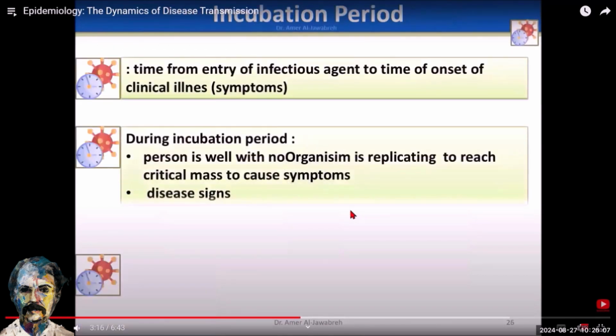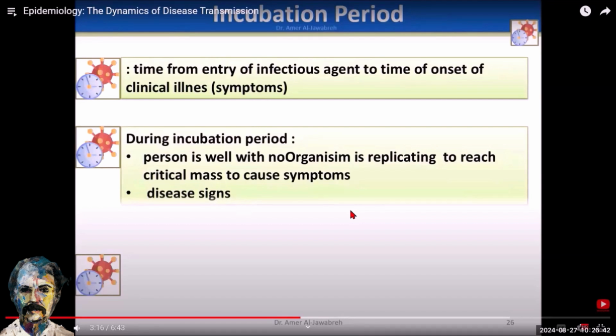Okay. Now we have another concept in epidemiology and public health and medicine also. It's the incubation period. What's the incubation period? Anybody can tell me? The time for the period the virus needs to be in the host before the symptoms appear. Very good. So it's the time between the entry of the causative agent, bacteria, virus, whatsoever, and then the appearance of the symptoms.